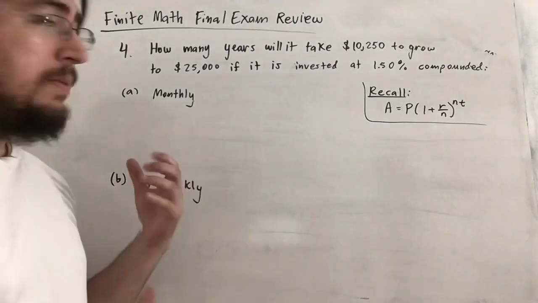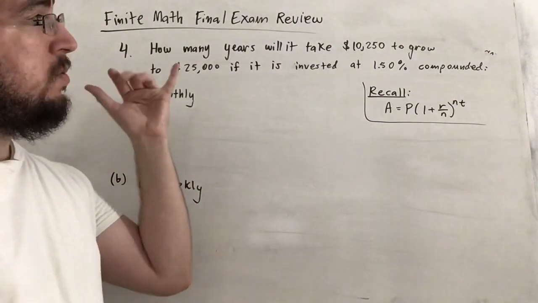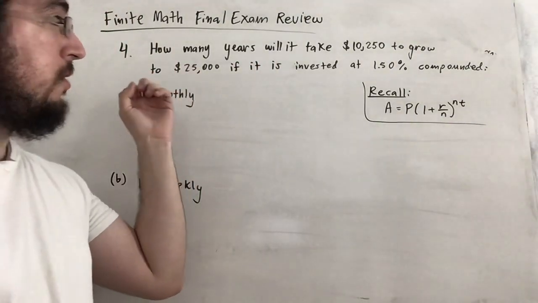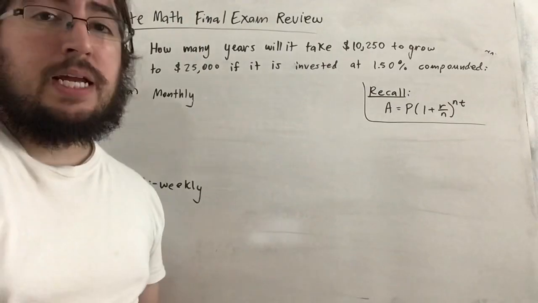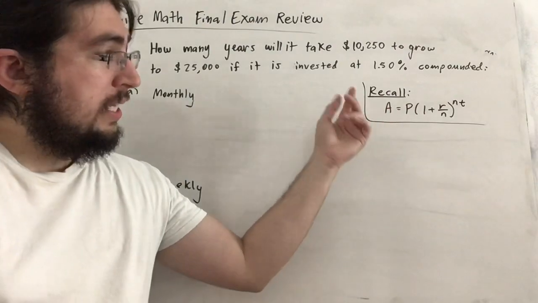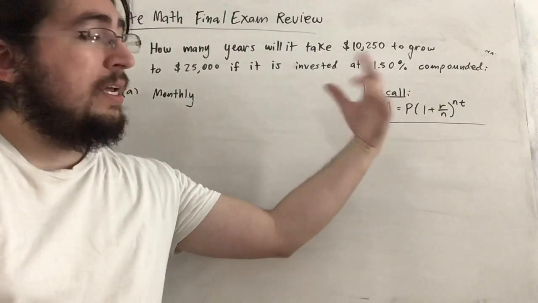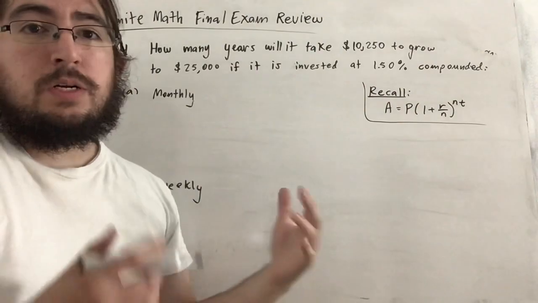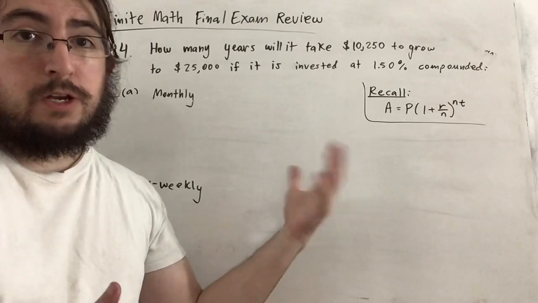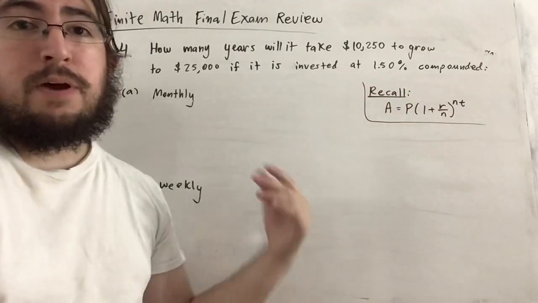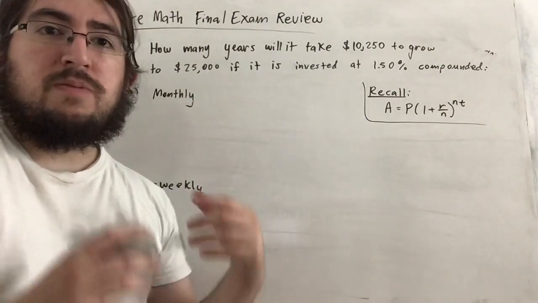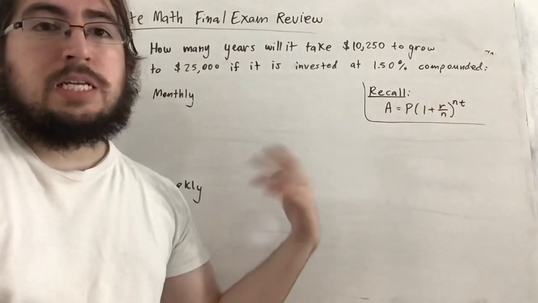Right, so for this problem, it's a problem involving finance, and it says how many years will it take $10,250 to grow to $25,000 if it is invested at 1.5% compounded, A monthly, B biweekly. So let's recall the compound interest formula is A is equal to P times the quantity 1 plus r over n to the nt, where P is the initial principal, A is the amount after a certain amount of years pass, r is the rate, the yearly percentage rate, n is the amount of times compounded per year. So basically it's this wording, we have to translate that into a number as far as how many times per year. And then t is the amount of years.